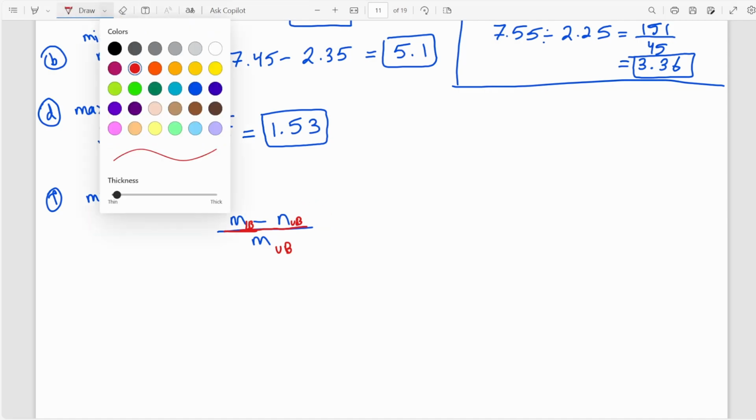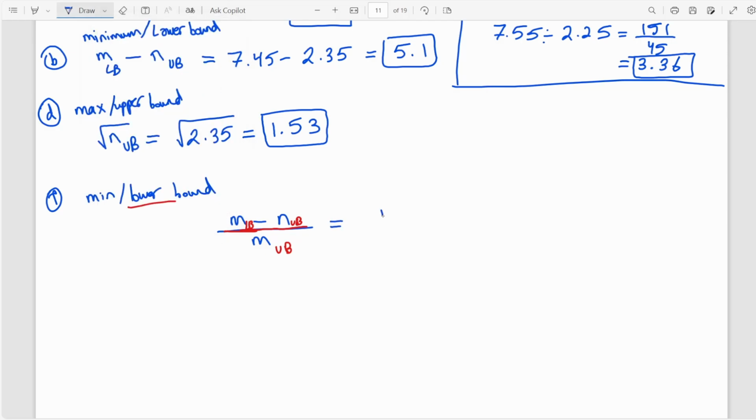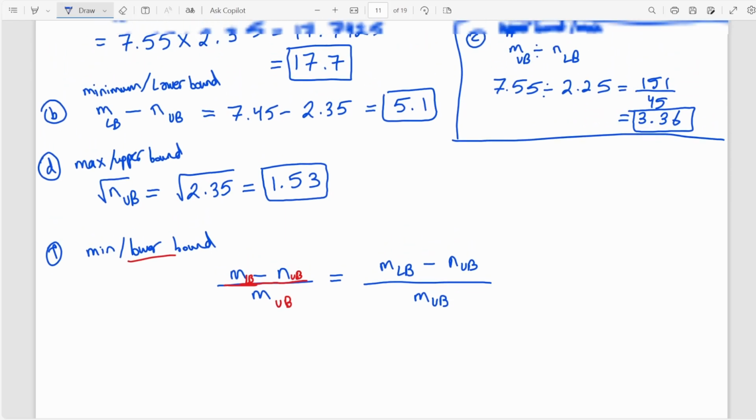Now we know fully that in order to get the result we want, we basically want the lower bound for m over here minus the upper bound for n over the upper bound for m. All of this would achieve the lower bound for the whole result, okay? So now we can start to put our numbers.